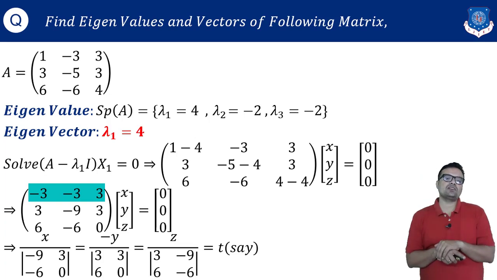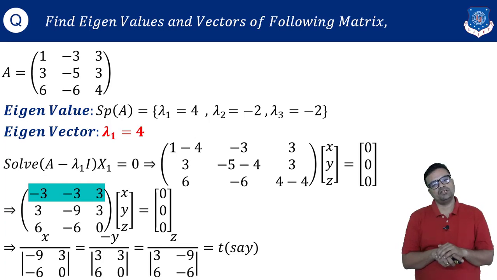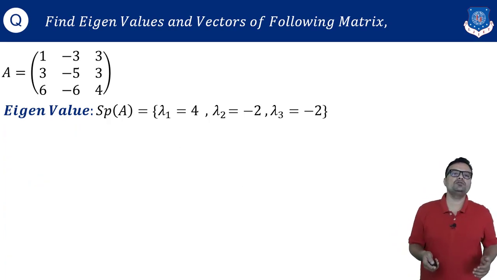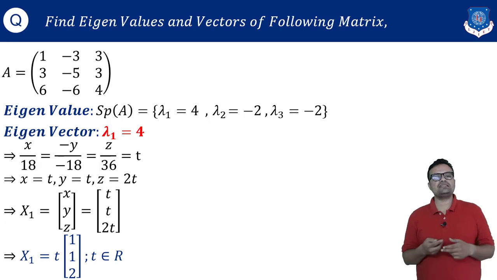the value of minus y in the denominator, hide the column of y. So it is 3, 3, 6, 0. And for z, it is 3 minus 9, 6 minus 6. Solve this determinant in the denominator and it will result in 18, minus 18 and 36.